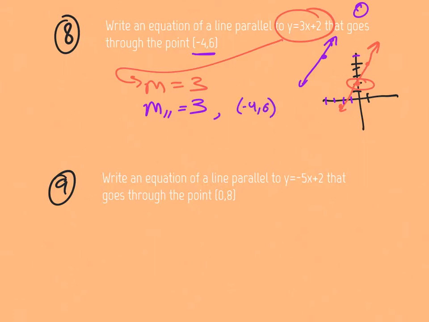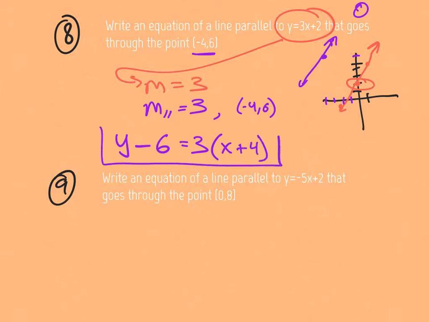So my best and easiest equation is point-slope form. So that's y minus y1. So y minus 6, the y-coordinate is 6, equals 3 times x minus x1. X minus negative 4 is plus 4. And there's my equation. So that line is parallel. This equation represents a line parallel to the red one, and that goes through the point negative 4, 6.